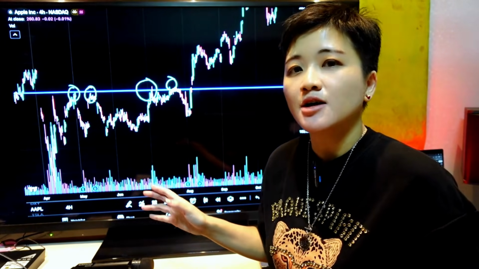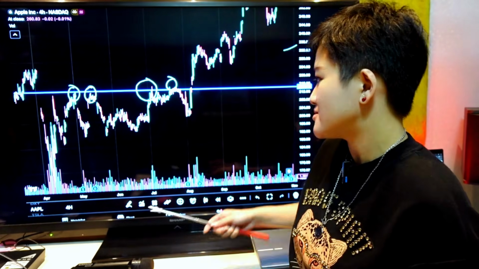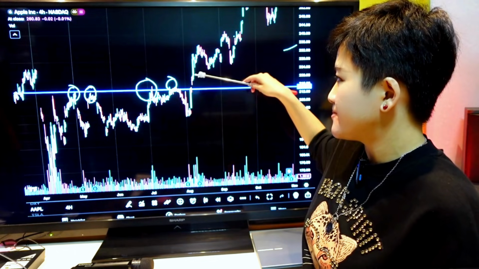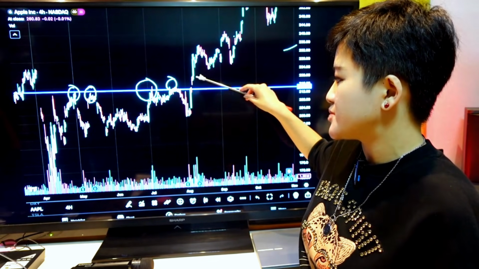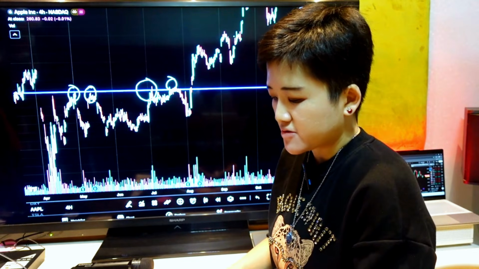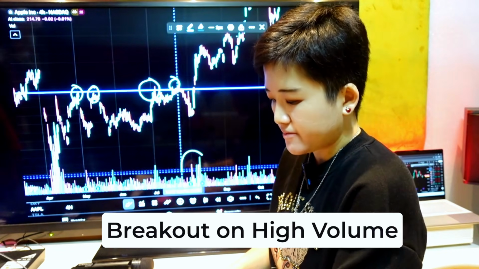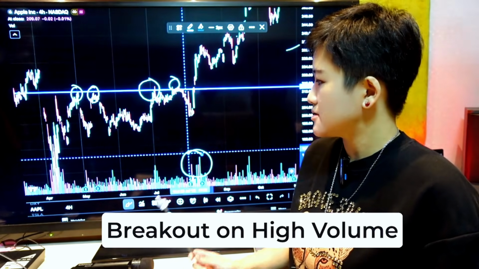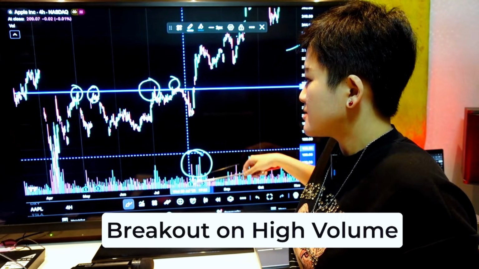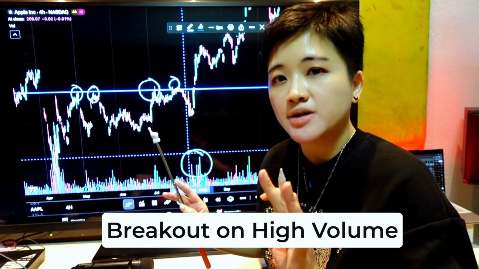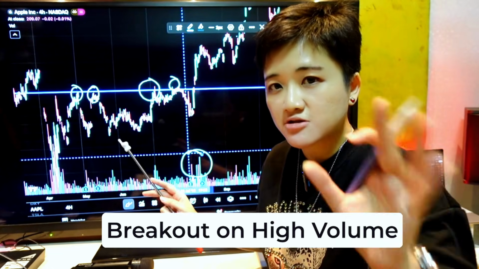So for a breakout to work out, right, you can see over here, you want the breakout. The moment the price breaks out, you want to see volume increasing. Volume increasing. If there's a price breakout and there's no volume increase, it's here to cheat you.